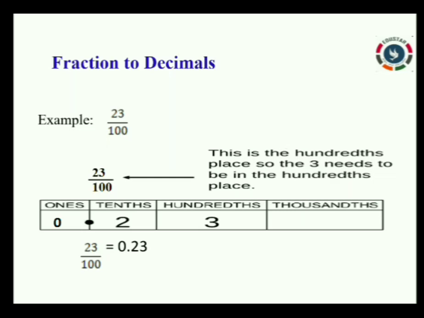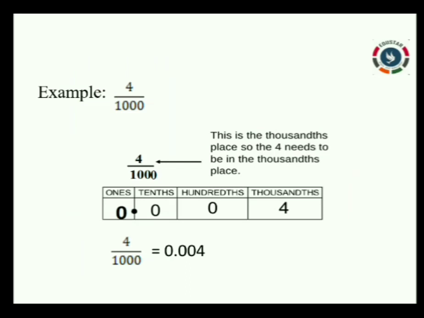You are not having the whole part, right? So 0, and you have to keep the decimal point. Then 3 is in your hundredths place, right? Then check the other number, 2. So 2 should be in the tenths place. So your answer is 0.23. 23 by 100 is equal to the decimal 0.23.